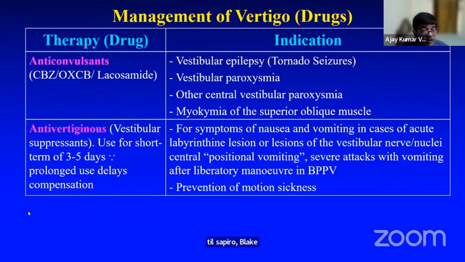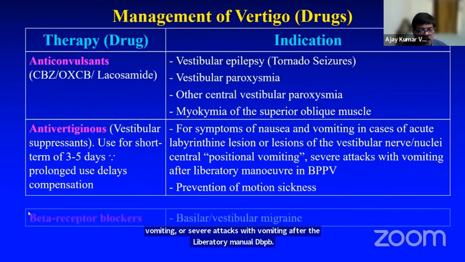Antivertiginous drugs, or you can say the vestibular suppressant drugs, are to be used for a short period of time, for 3 to 5 days, because they delay the central compensation. They are mainly for symptoms of nausea and vomiting, that is the vegetative symptoms in case of acute vestibulopathy, which may be due to involvement of a central lesion or a peripheral lesion, or central positional vomiting, or severe attacks with vomiting after the liberatory maneuver in BPPV. Sometimes they are used for the prevention of motion sickness.